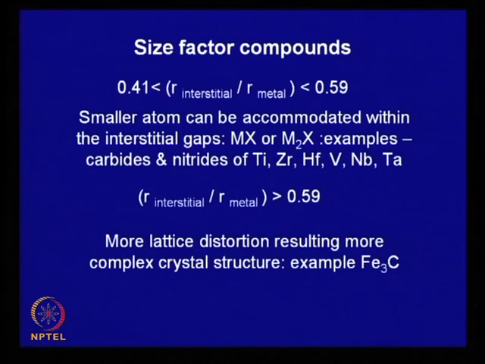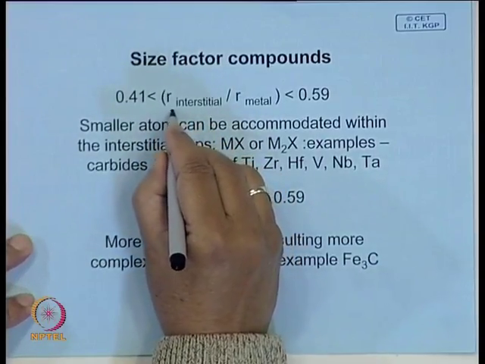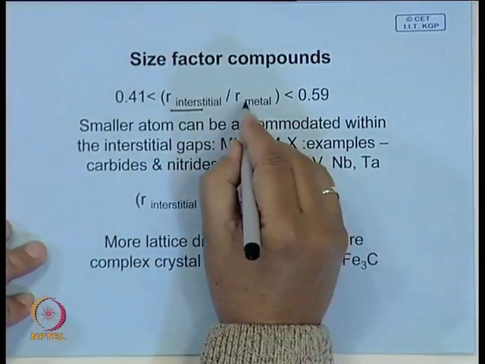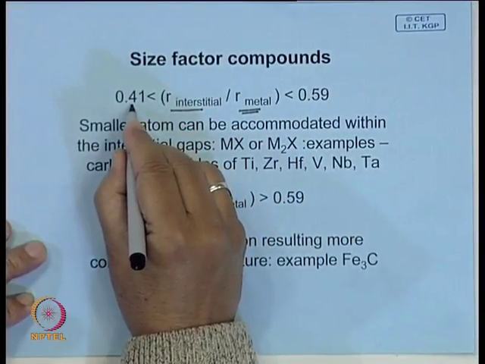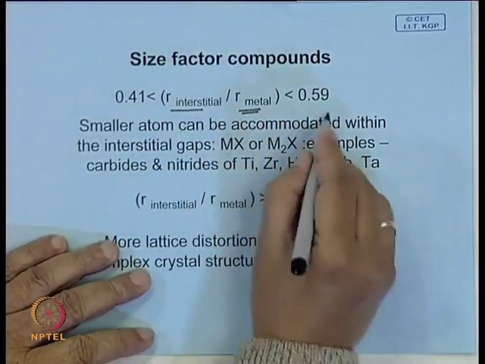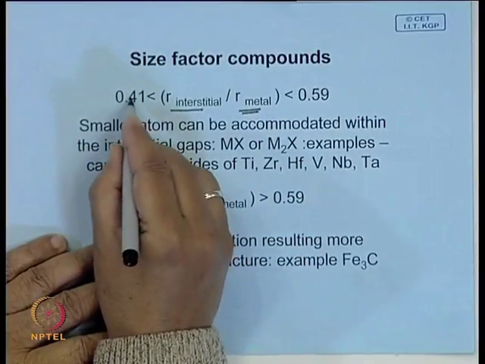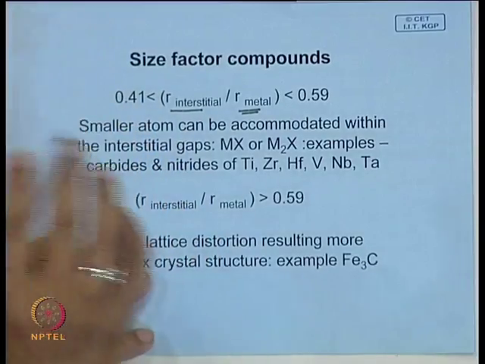Now, size factor compound formation is primarily guided by the atomic sizes, and what is important here is the ratio of the atomic radius of the interstitial atom to the radius of the metal atom. If this ratio is between 0.41 and this value, you have a tendency to form a compound. If the ratio is less than this, then it is present as a solid solution.